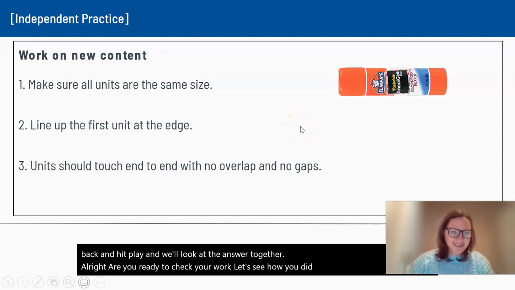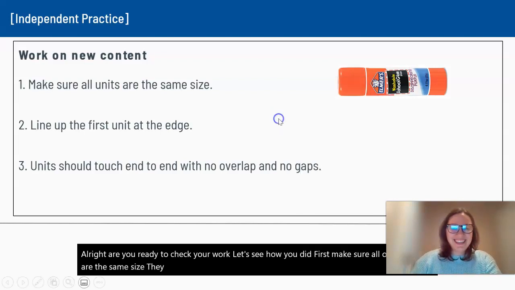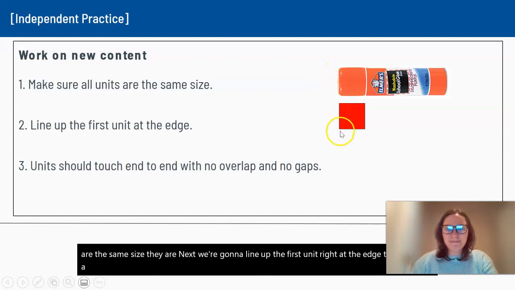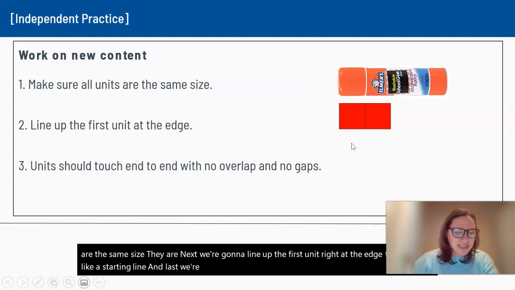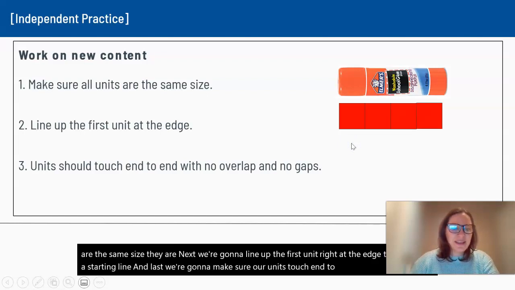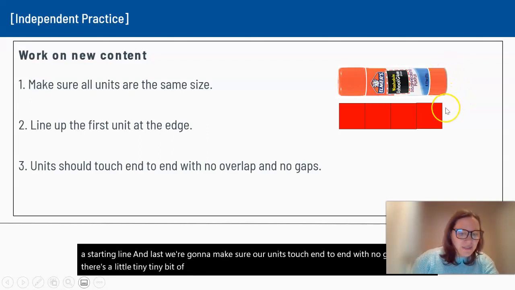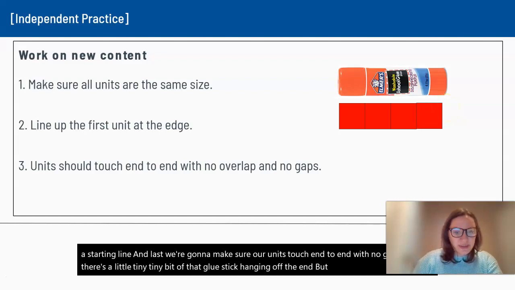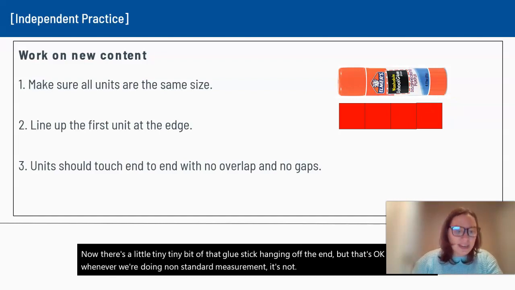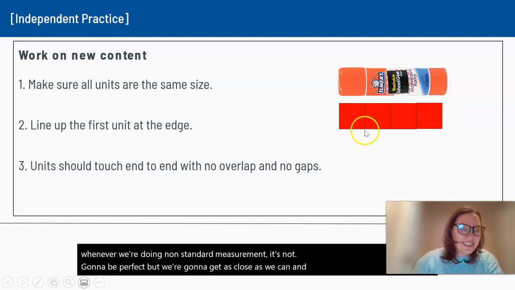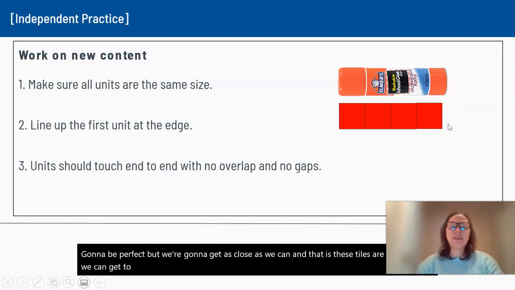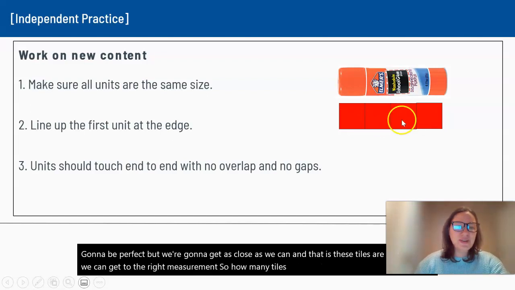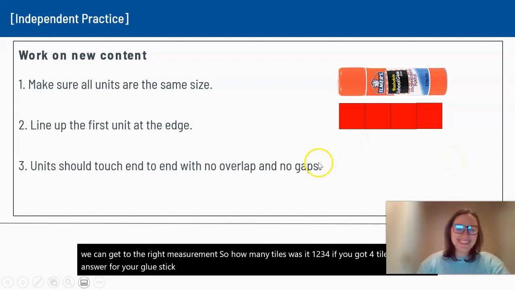First, make sure all of our tiles are the same size. They are. Next, we're going to line up the first unit right at the edge there, just like a starting line. And last, we're going to make sure our units touch end to end with no gaps. Now, there's a little tiny bit of that glue stick hanging off the end, but that's okay because whenever we're doing non-standard measurement, it's not going to be perfect, but we're going to get it as close as we can. And that is, these tiles are as close as we can get to the right measurement. So how many tiles was it? 1, 2, 3, 4. If you got 4 tiles as your answer for your glue stick, awesome job.